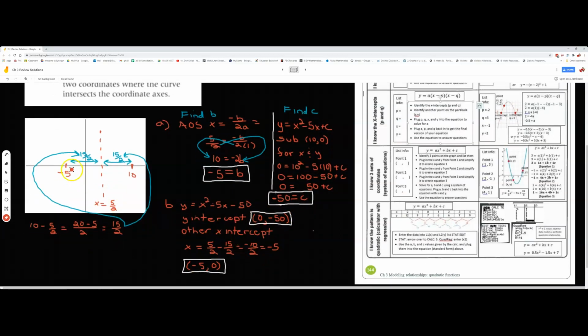And then to get the other missing x-intercept, I'm going to find the distance from the line of symmetry to the x-intercept that I was given, (10, 0). So the distance between those two x-coordinates is 15/2, or 7.5. Then to get this missing x-intercept, I took 2.5 and subtracted 15/2, which is right here, and I get the other x-intercept is -5.